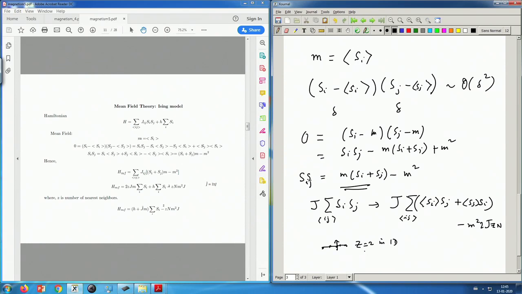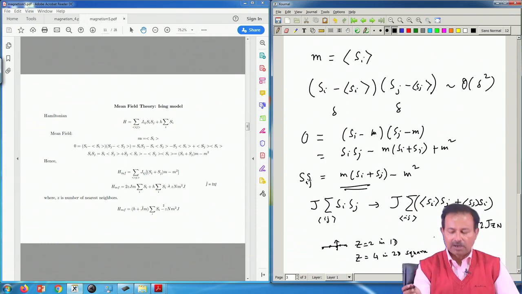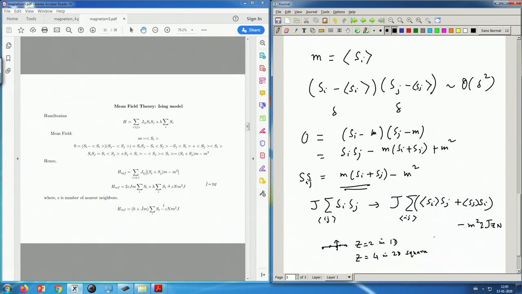In a 2D square lattice, z equals 4. A 2D square or cubic lattice is generally called a hypercubic lattice. So, square or parallelogram, whatever, if it has this kind of geometry, then every site has 4 nearest neighbor bonds. Now, if you are double counting as is done here, then you will have to put a 2 here. So, that is this number.